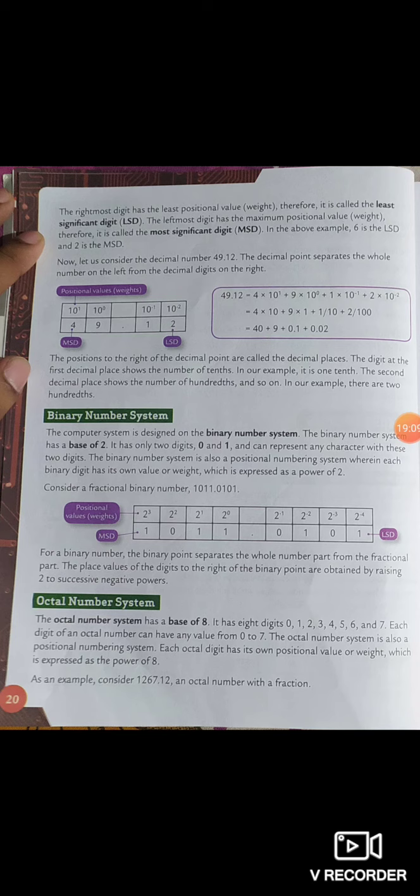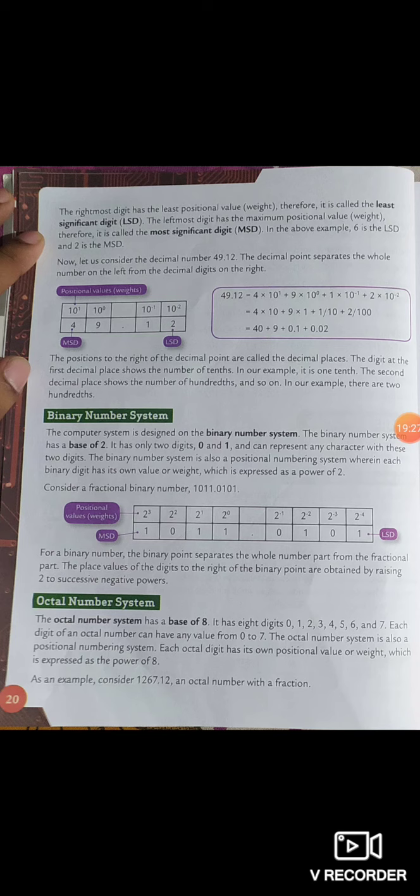The binary number system is also a positional numbering system, wherein each binary digit has its own value or weight, which is expressed as a power of 2. So consider a fractional binary number, 1011.0101.